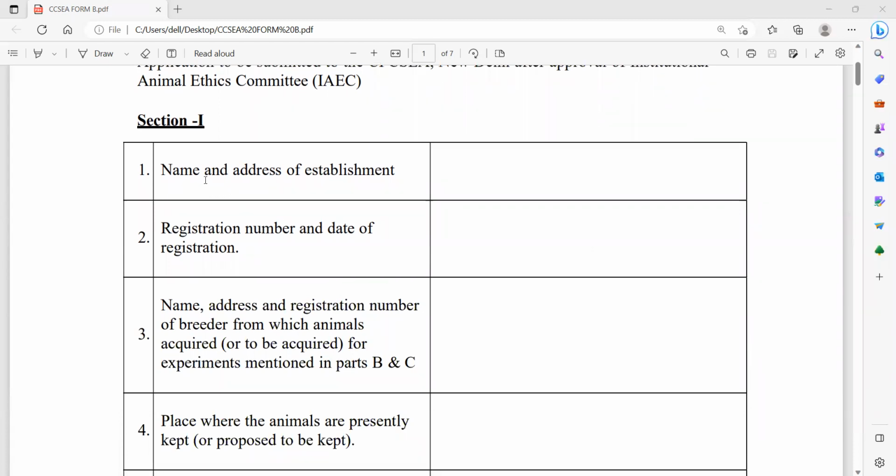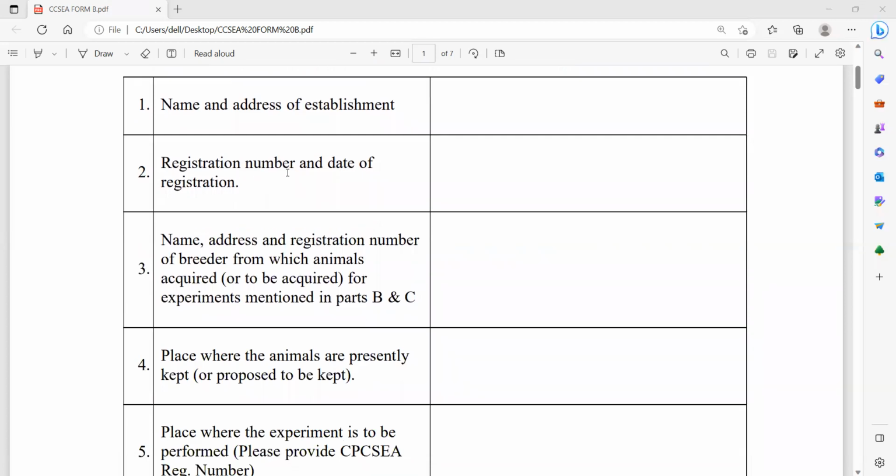First, you have to include the name and address of establishment. Establishment means the place or the institute where you want to do the study. So here, you have to write the name. Suppose your institute is any XYZ college, then you write down the name of the college and the complete address of the institute.